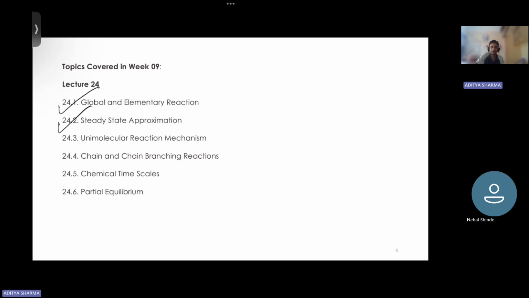It shows that in the first step, from A we get this energized molecule. This energized molecule can proceed in two ways. One of which is that it directly gets converted into your product. And then the rates linked to this unimolecular reaction are also discussed under this topic. After that is chain and chain branching reactions.